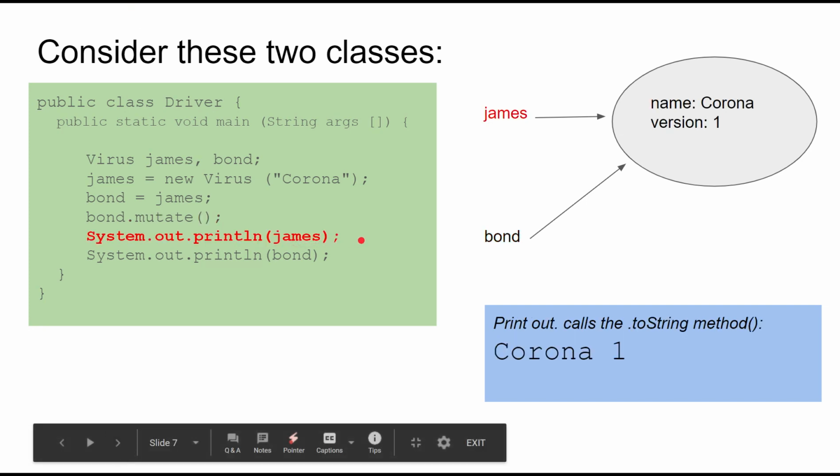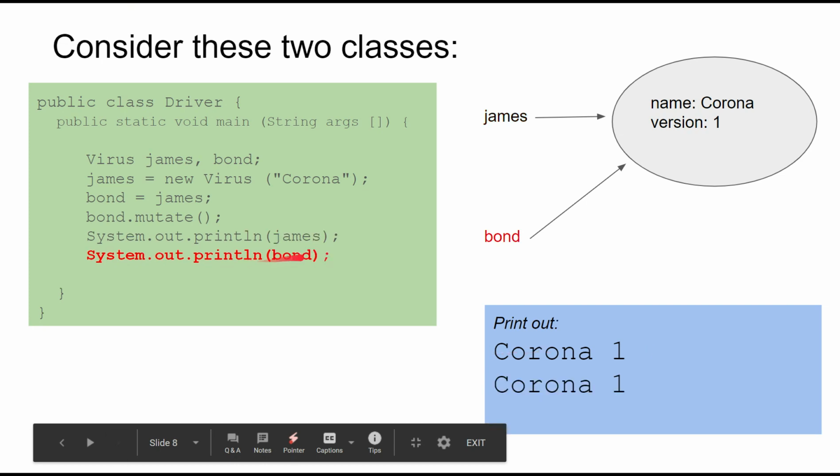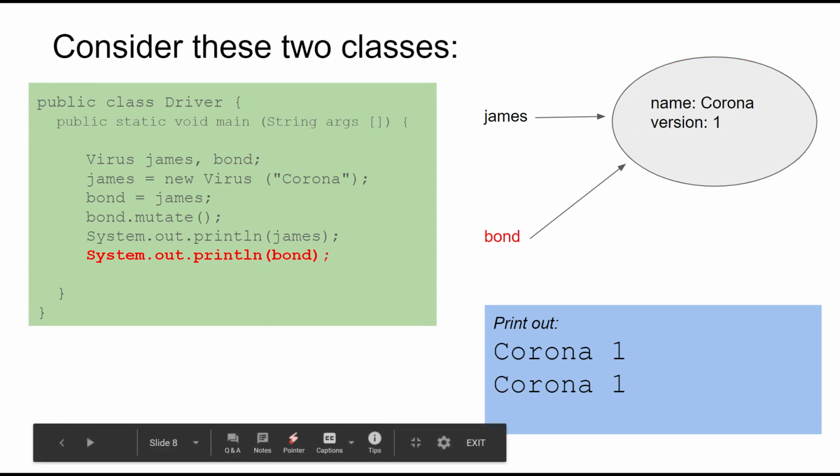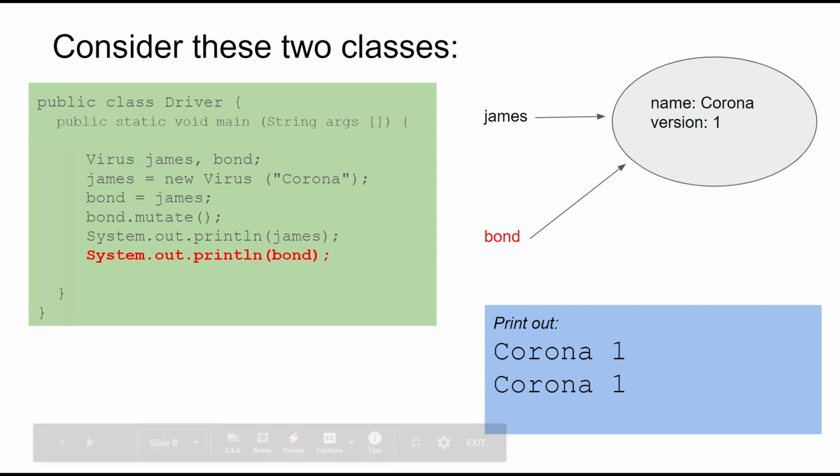It prints out the James object. So it looks at the James object and it prints out Corona 1. And then it prints out the bond object, which is also the same object, which prints out Corona 1. And that's really how aliases work. The main thing that you need to pay attention to is this line of code, bond is equal to James. And that's really what creates the alias.